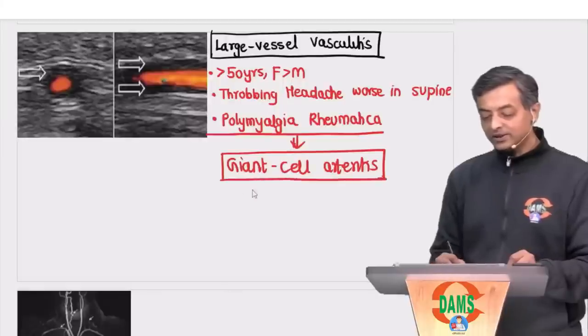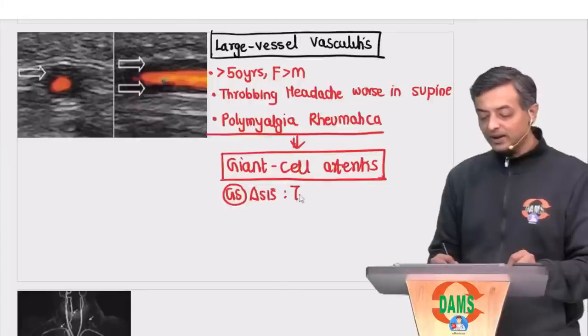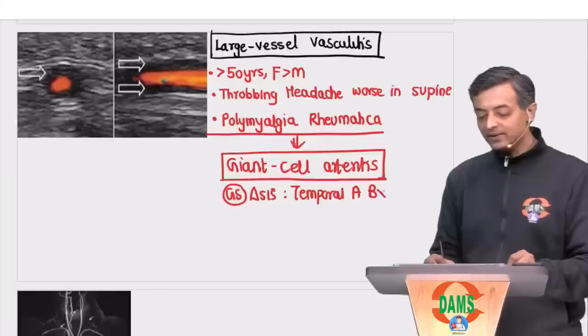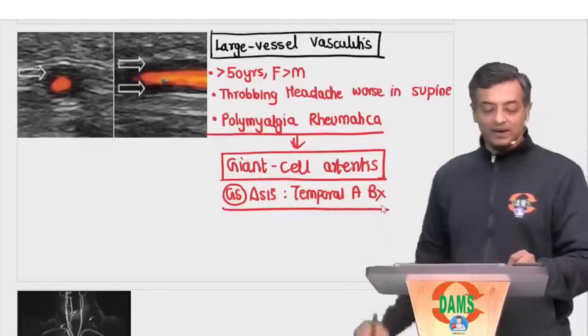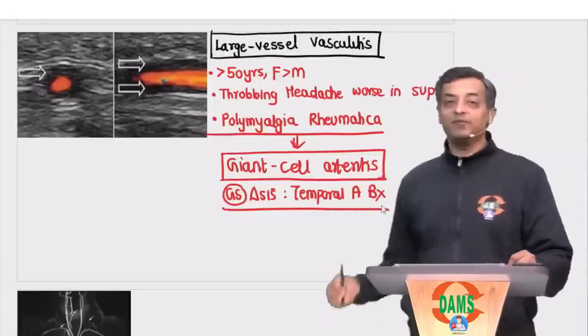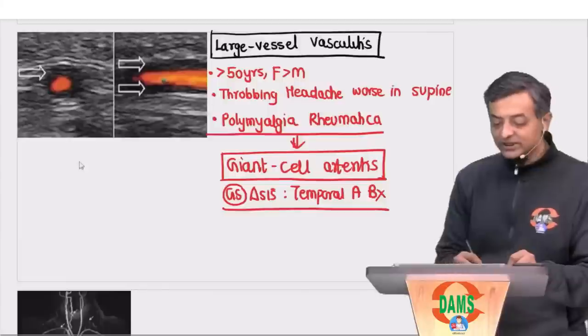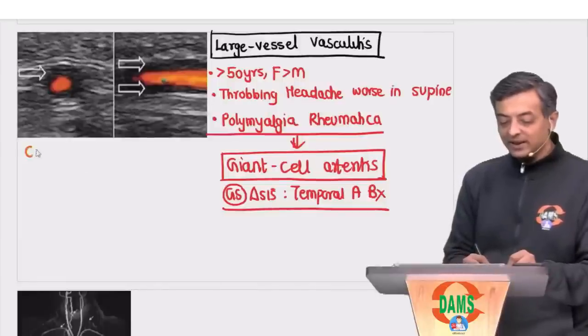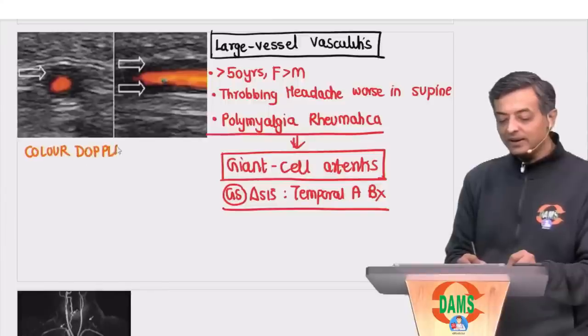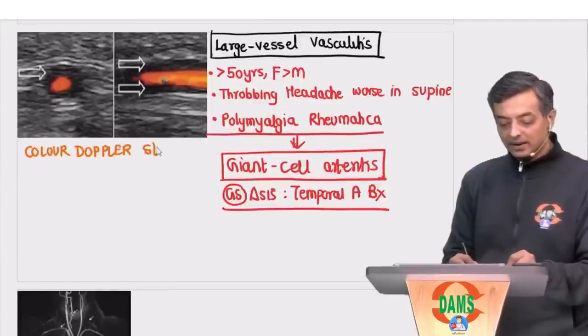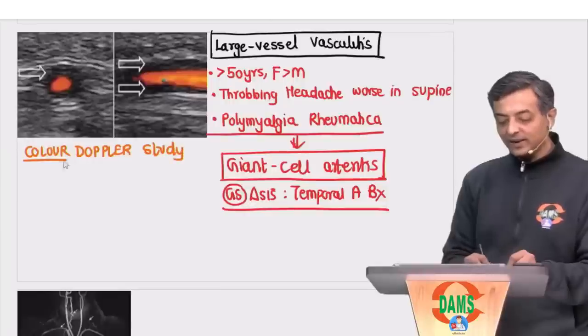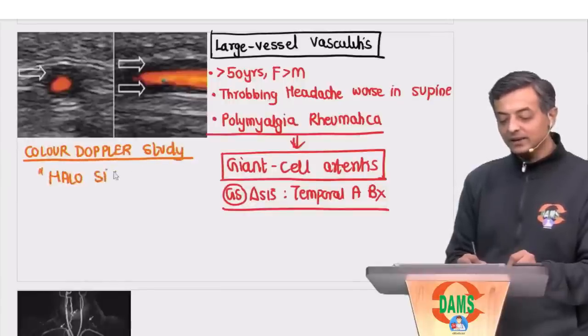The gold standard of diagnosis is temporal artery biopsy. But if the patient refuses biopsy, what is the alternative? Color Doppler of the temporal artery. What is it showing? Halo sign.